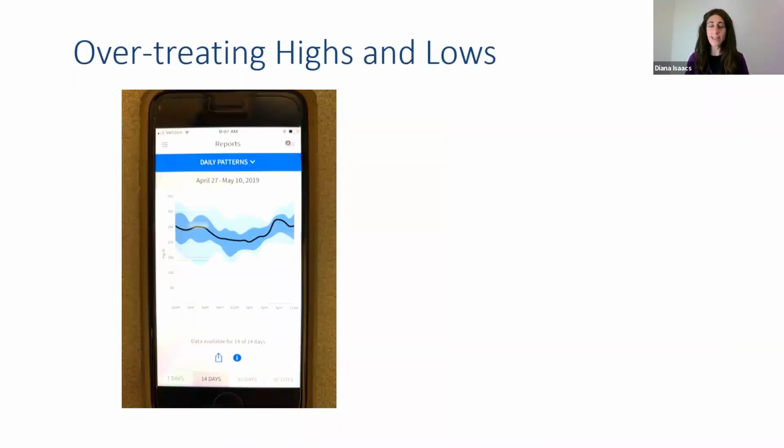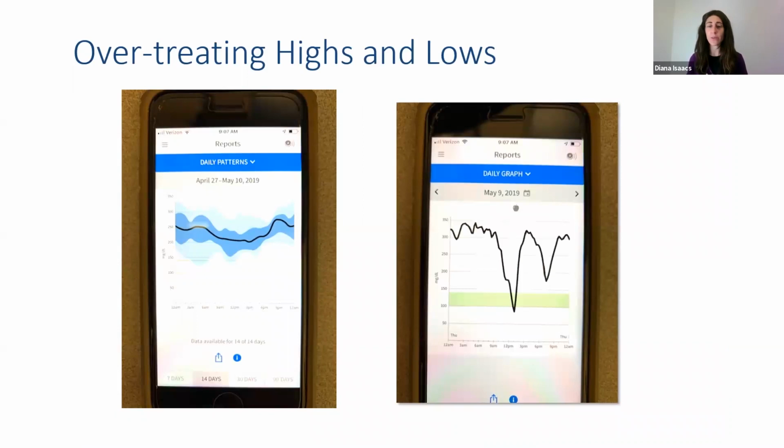We also see that sometimes people take too much action on this. They overtreat their highs and lows. And what this sometimes can look like is this image on the right, where a person's running high, they get frustrated. They don't want to stay high. And so they give themselves insulin. They're still high, so maybe they give themselves a little bit more insulin, a little bit more, and then it comes crashing down. And that doesn't feel very good. And then they treat the hypoglycemia probably a little too much, and then it goes back high again.